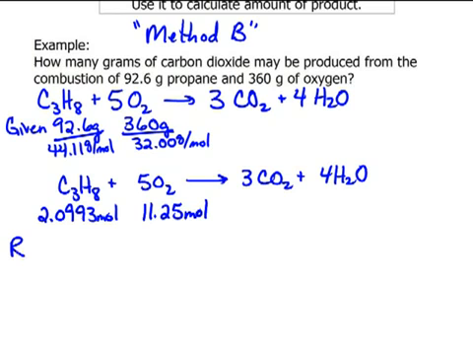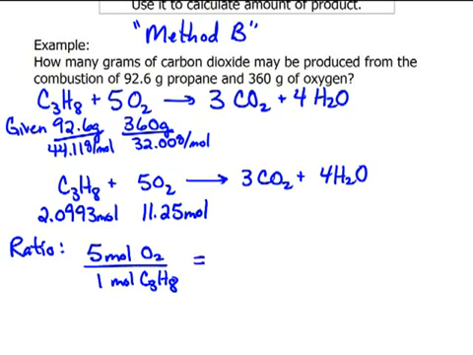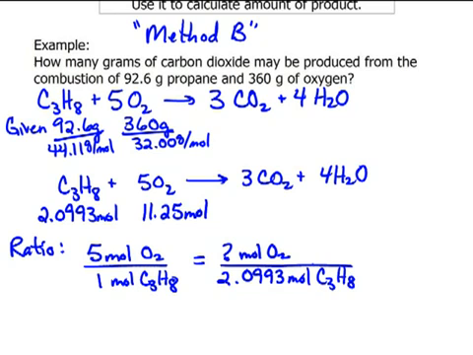In method B, throughout we've been using ratios, so we'll look at a ratio here. So I start out with a mole-mole ratio from the balanced chemical equation, using the two items I'm interested in, O2 and the propane. So I know that for every 5 moles of O2, I need 1 mole of propane, or 1 mole of propane requires 5 moles of O2. Well then, how many moles of O2 would be required for 2.0993 moles of propane? Now, I just arbitrarily chose to use the propane here. I could have used the 11.25 moles of O2 and had a question mark or X for the C3H8 moles.